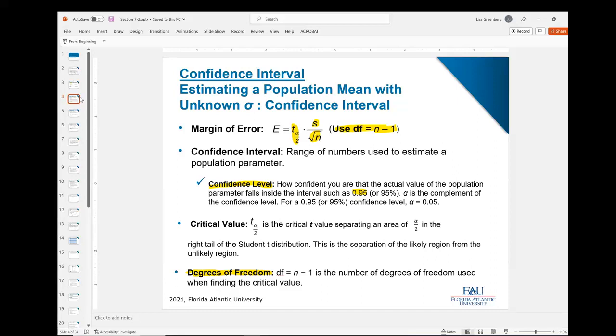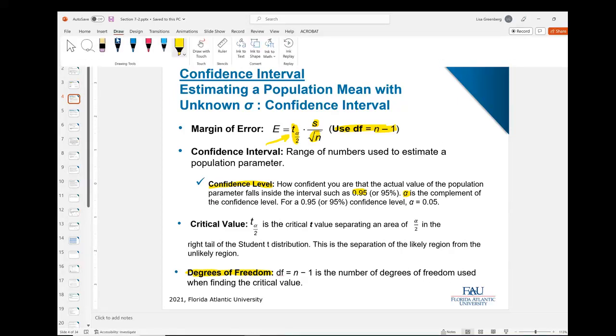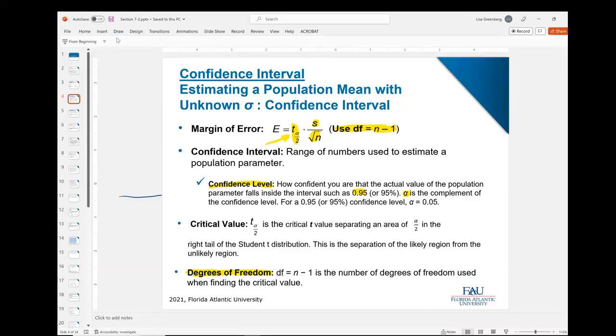Okay. So alpha, which is the same alpha that I'm seeing right here, is the complement of the confidence level. The complement means 1 minus. So if we're looking for a 95% confidence interval, that means that alpha is going to be 0.05.